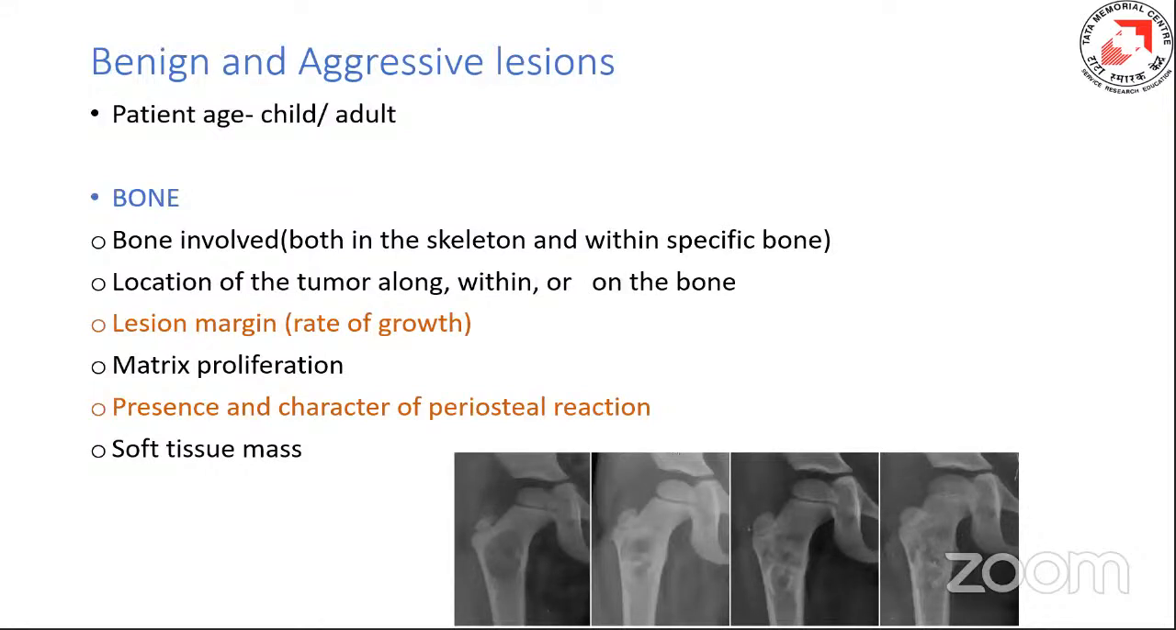So we know that age is an extremely essential and crucial component in diagnosis of these bone tumors. Second, if we pick up the lesion, then we try to characterize which part of the bone is involved, what is the location within the bone. The two most important criteria are the lesion margins, which will tell about the rate of the growth, and the presence and character of the periosteal reaction. And associated matrix will tell whether it is osteoid, chondroid or fibrous. And if there is a soft tissue component, it will further add whether we are dealing with an aggressive lesion. Next slide, please.